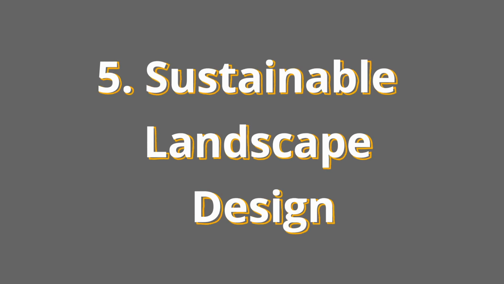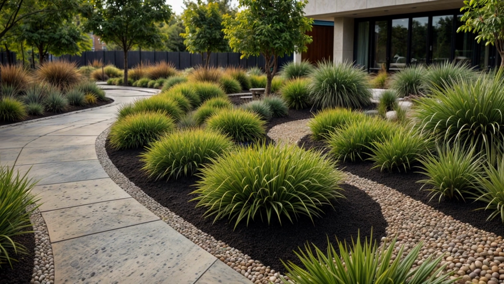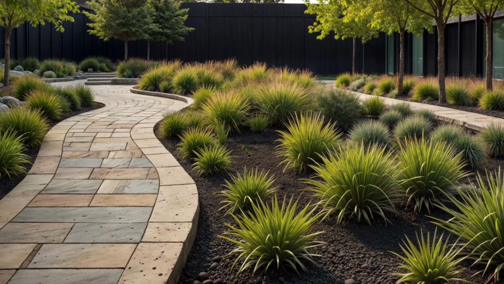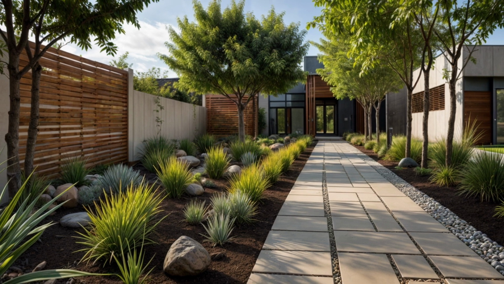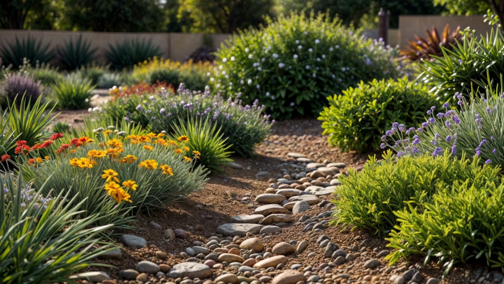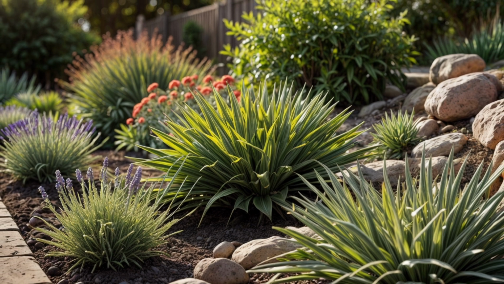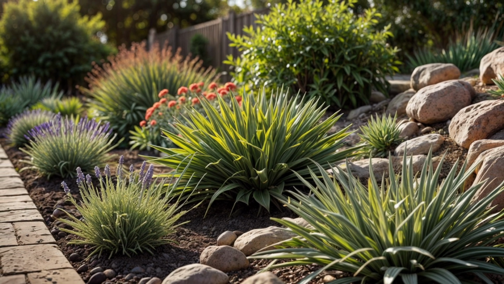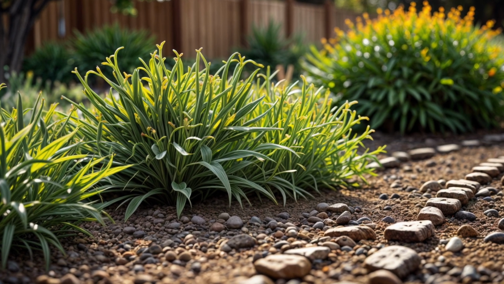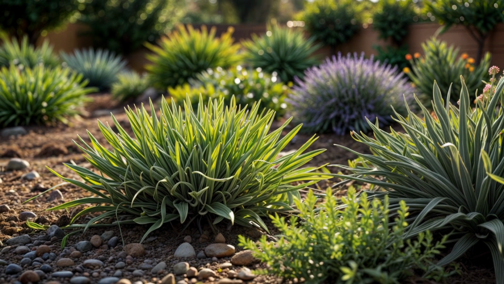5. Sustainable landscape design. Sustainability is becoming increasingly important in landscape design as concerns about environmental impact grow. Sustainable landscapes are designed to reduce resource consumption, support local ecosystems, and minimize waste and pollution. A. Water conservation. One of the key principles of sustainable landscape design is water conservation. This can be achieved by selecting drought-tolerant plants, using efficient irrigation systems like drip irrigation, and incorporating rainwater harvesting systems. Grouping plants with similar water needs together also helps reduce water waste.